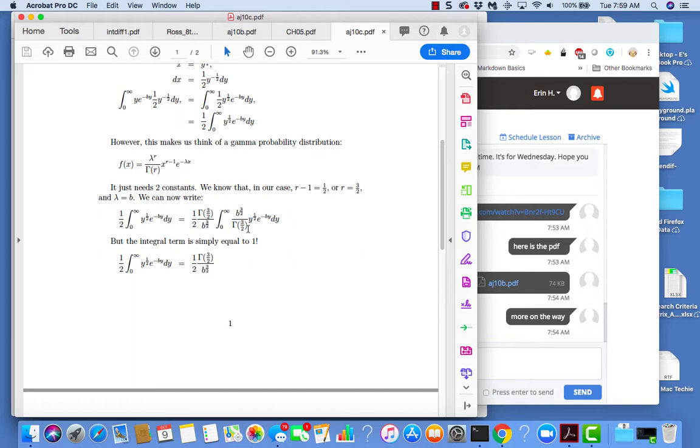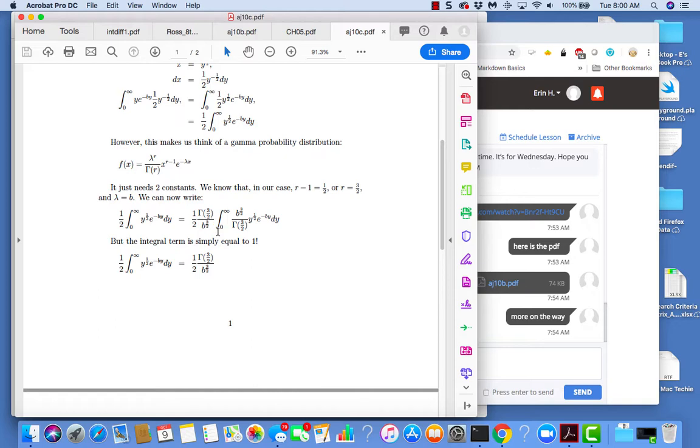So I'm going to have lambda to the r, that's b to the 3/2 power, all over the gamma function of r. So that's going to be the gamma of 3/2. And we'll talk about how to solve that in a second. So if I multiply inside of the integral by this part, then I need to take the reciprocal of that and multiply on the outside of the integral. So I just flip that over. I still have the 1/2 sitting out there. Now I have the gamma function of 3/2 over b to the 3/2.